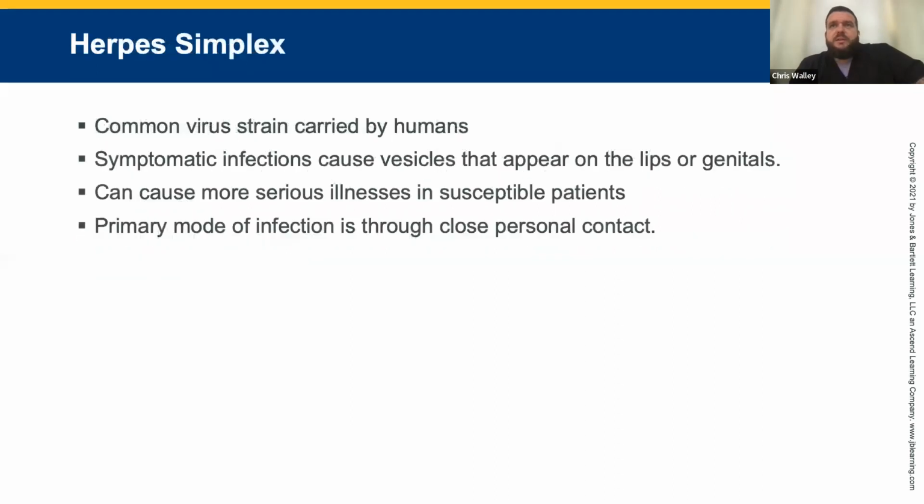The herpes simplex, that is a very common virus. It is carried by humans on a daily basis. Systemic infections cause eruptions of tiny fluid blisters called vesicles that appear on the lips or genitalia. They can cause more serious illness like pneumonia and meningitis in a lot of young kids. The very old can also get meningitis. And immunocompromised patients also play a big factor in getting sick. The primary mode of infection is through close personal contact, so standard precautions are generally sufficient to prevent the spread.